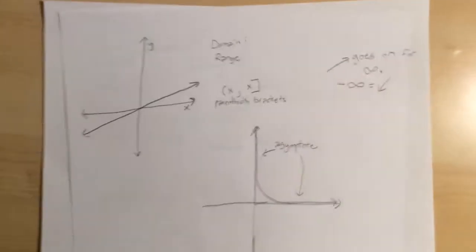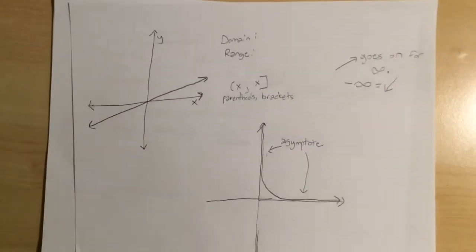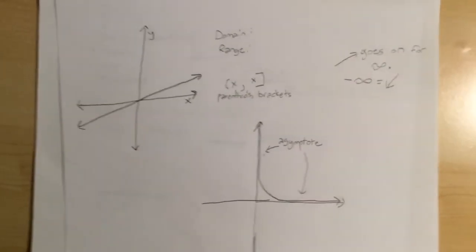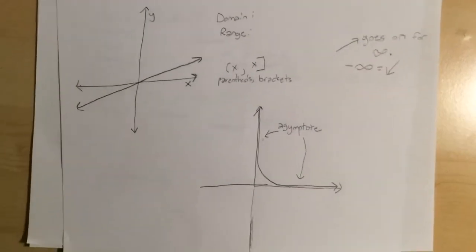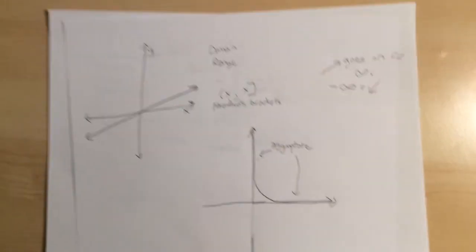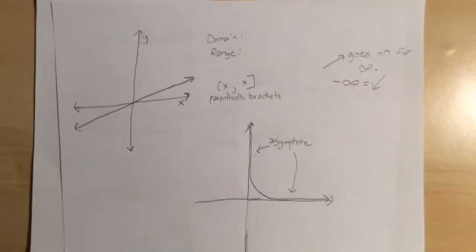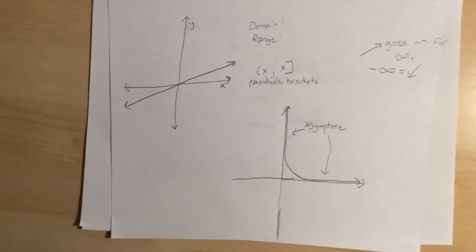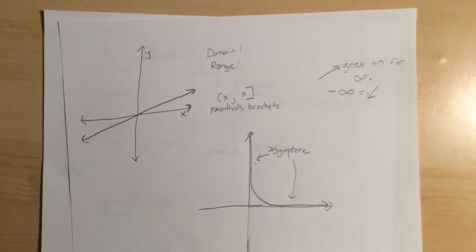Usually, you're going to be working with brackets if it's a fixed number. But sometimes you may be working with parentheses if it's, say, infinity, or if it's an open circle, like an asymptote. An asymptote is something that almost touches a line or a point, but never actually does.